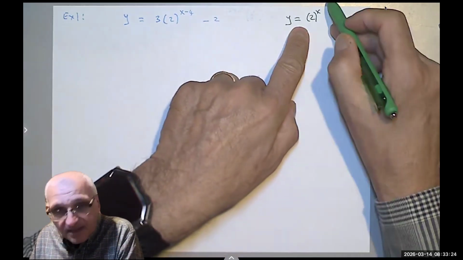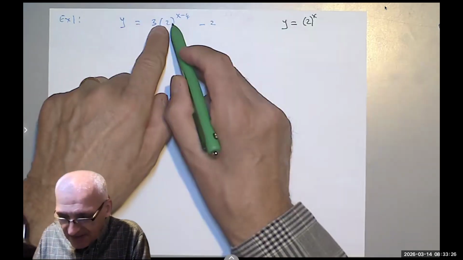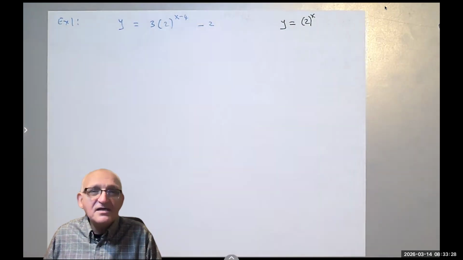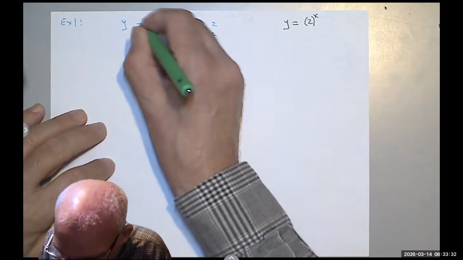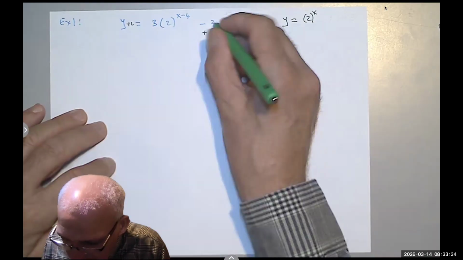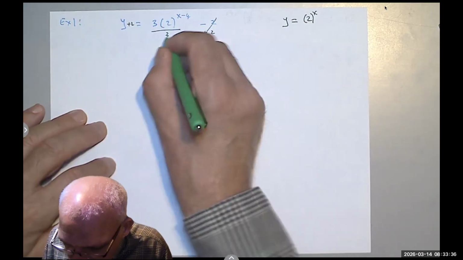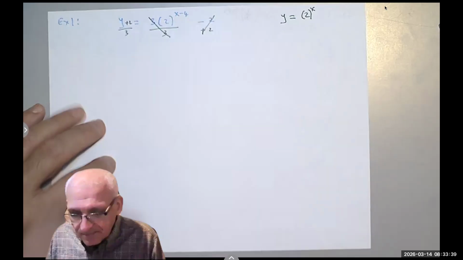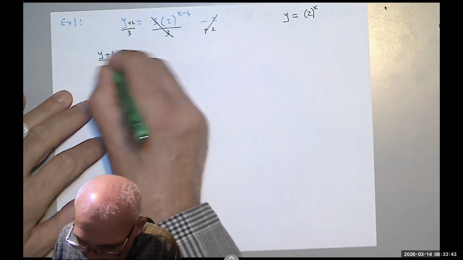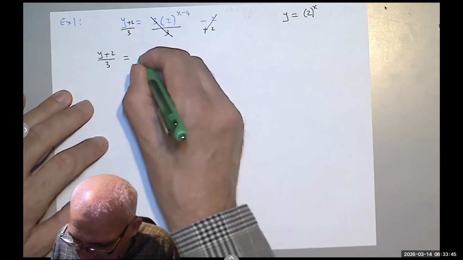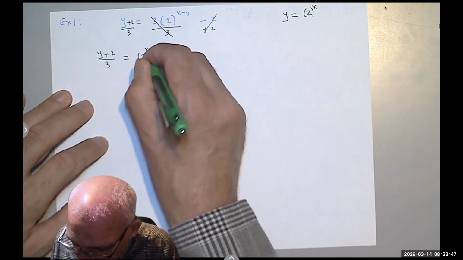Parentheses with a function of y, and parentheses with a function of x. I don't want anything else. So I'm going to add 2 to both sides. Divide by 3 both sides. That's it. So I have y plus 2 over 3 equals 2 to the x minus 4.